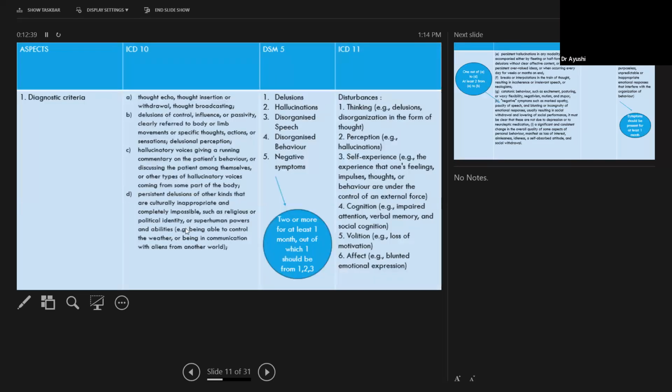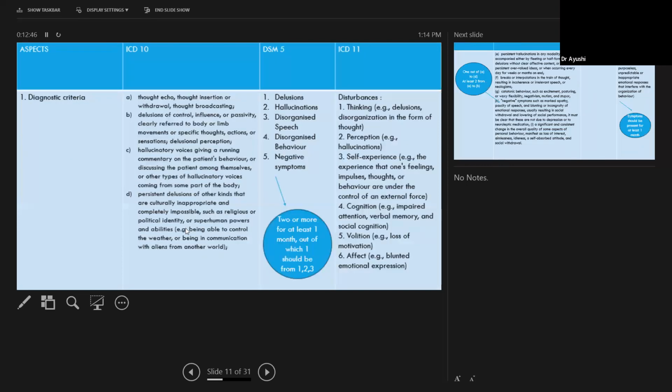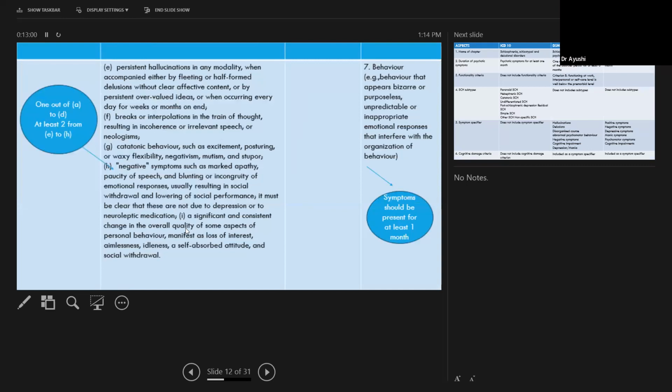So as we all know, for the ICD-10 criteria for schizophrenia, we need at least 1 from A to D and 2 from E to H. For DSM-5, 2 or more should be present for at least 1 month, and at least 1 should be from delusions, hallucinations, or disorganized speech. And in ICD-11, there should be disturbances in thinking, perception, self-experience, cognition, volition, affect, and behavior. And the symptoms should be present for at least 1 month.